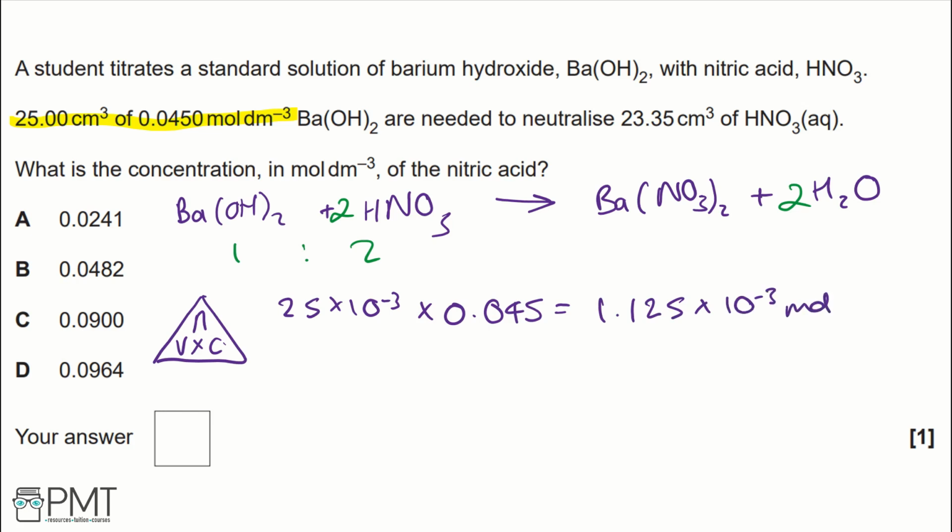We want to work out nitric acid and the moles of nitric acid, and it's a 1:2 molar ratio, so we need to multiply 1.125 times 10 to the negative 3 by 2. That gives us a value of 2.25 times 10 to the negative 3 moles.